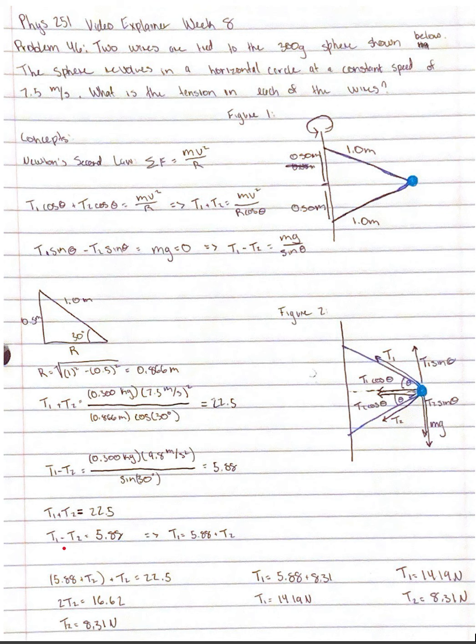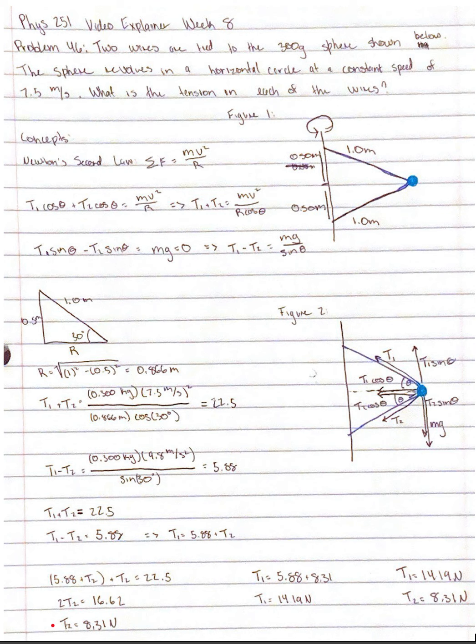You can start with either equation, but I decided to rearrange this bottom equation to solve for T1. So now we have T1 is equal to 5.88 plus T2. We will plug that into the equation above it. As you can see, when we do that, we simplify and can solve for T2, and we find that T2 is equal to 8.31 newtons.